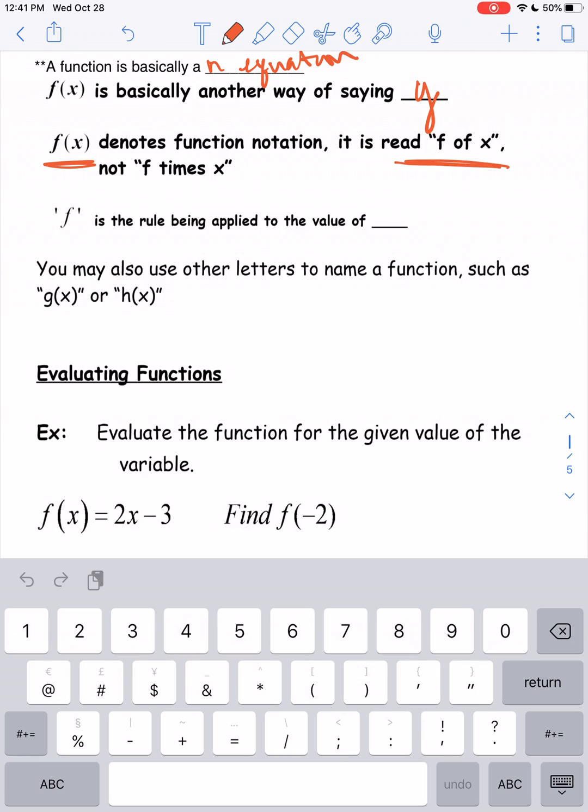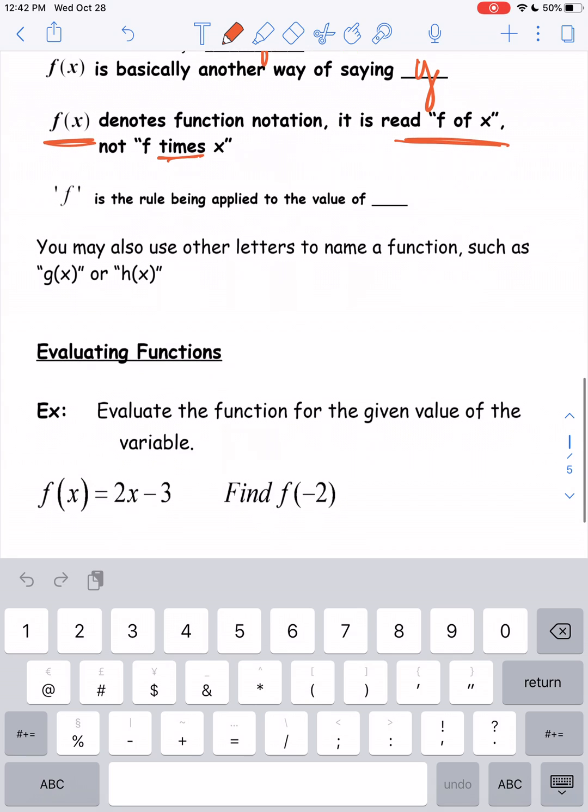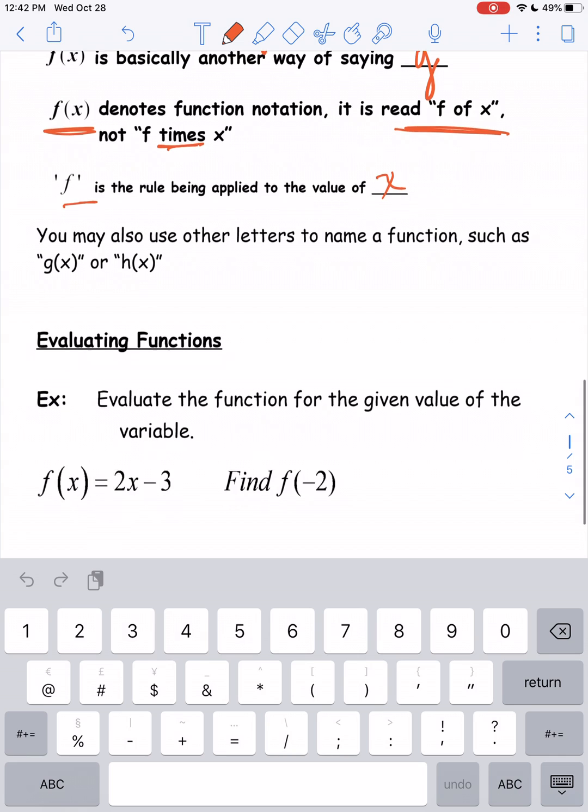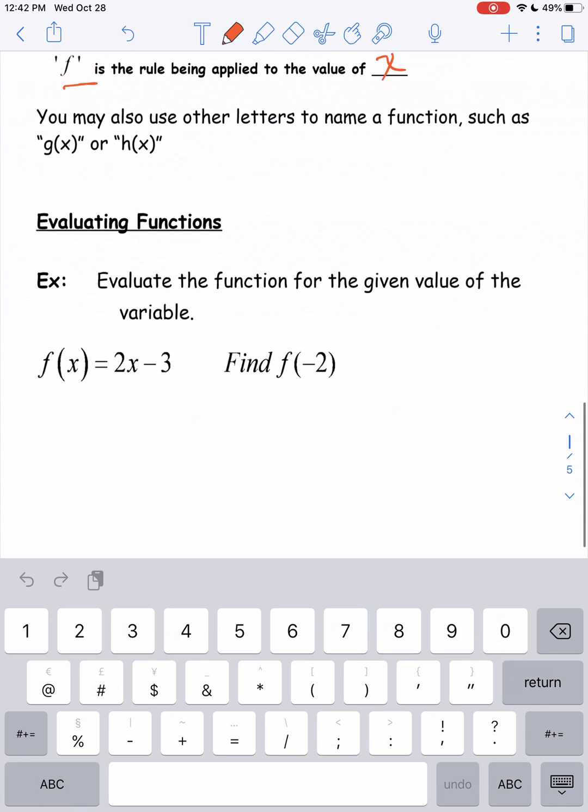I know we're used to using parentheses for multiplication. It's not f times x, it's read f of x. And it's pretty much saying f is the rule that's being applied to the value of whatever we put in for x. It doesn't have to be f of x. It could be g of x, h of x. It's the same basic principle.